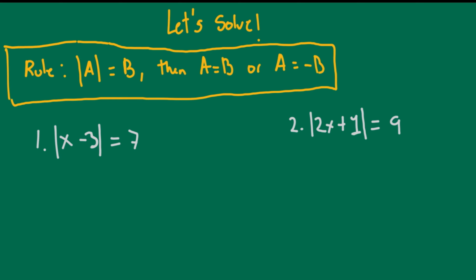Okay, now let's solve. The rule is: if the absolute value of A is equal to B, then A is equal to B or A is equal to negative B. That might sound a little weird right now, so let's go over that.